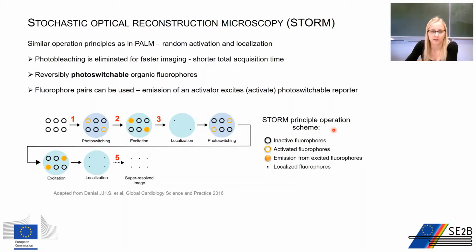Another localization technique is stochastic optical reconstruction microscopy, STORM, where the photobleaching of active fluorophores is eliminated for faster imaging. As in PALM, it is a time-consuming step. Actually, PALM and STORM share similar operation principles, like random activation and localization of emitting fluorophores. However, in STORM, photoswitchable fluorophores are used, not photobleachable as in PALM. Photoswitchable fluorophores can then be activated or deactivated, and the total super resolution image acquisition time is shortened.